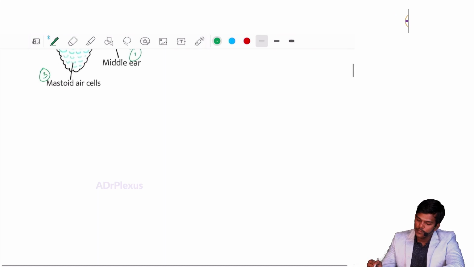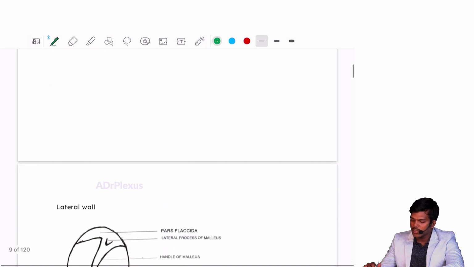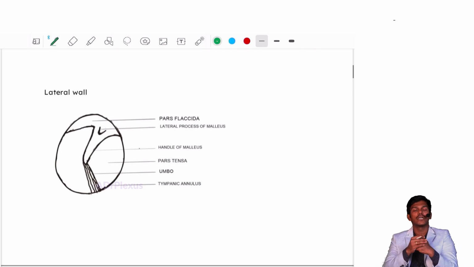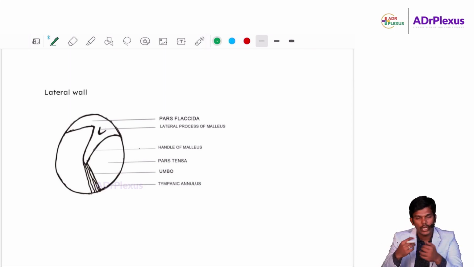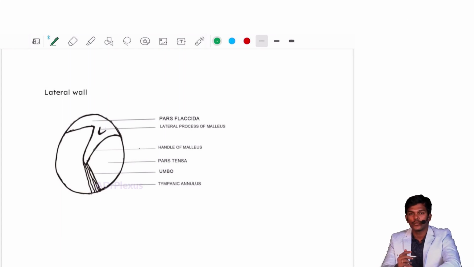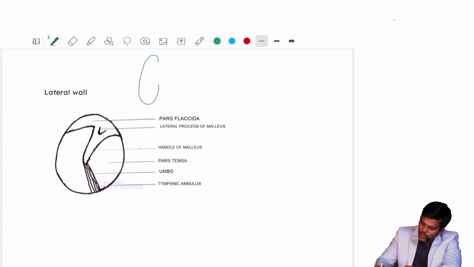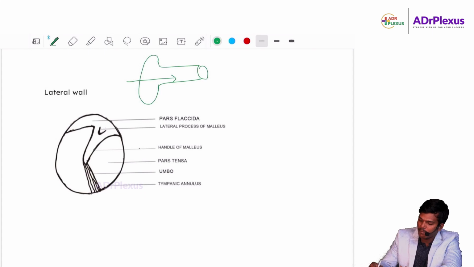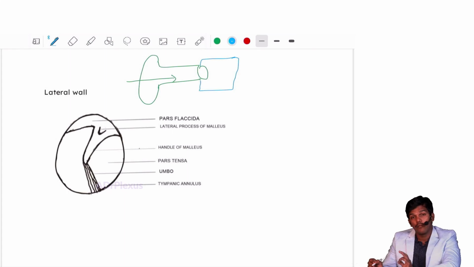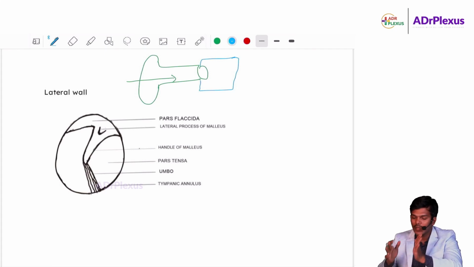Now we'll start with the walls of the middle ear. Any house has six walls: lateral wall, medial wall, anterior wall, posterior wall, roof, floor. Likewise, our middle ear also has six. We'll start with the lateral wall. We enter through the pinna, into the external auditory canal, and reach the tympanic membrane. The other side of the tympanic membrane is the lateral aspect of the middle ear. The medial side of the tympanic membrane is the lateral wall of the middle ear.